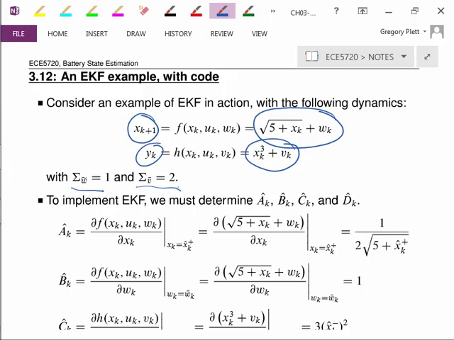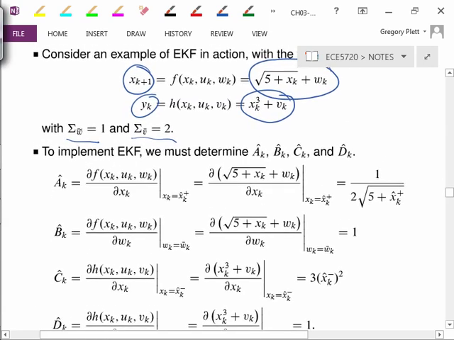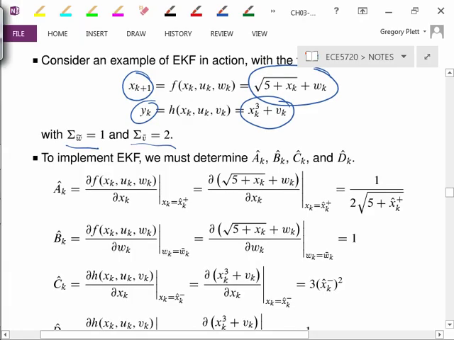In order to implement the extended Kalman filter, we need to be able to determine the A hat, B hat, C hat, D hat matrices of the problem, and that's something done algebraically, analytically, not numerically. We have to do this before we implement the filter. Going back to the definitions, A hat is the total derivative of f with respect to x, which we already identified was the same in this case as the partial derivative of f with respect to x, evaluated at x equals x hat.